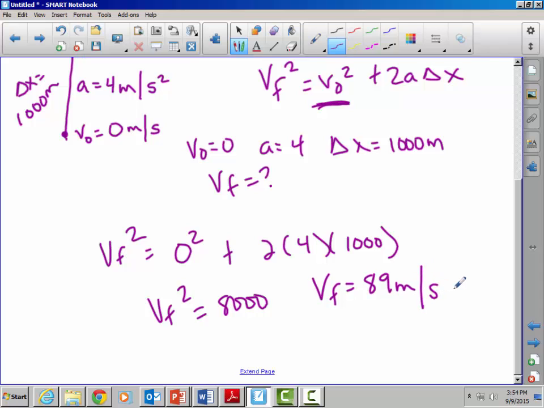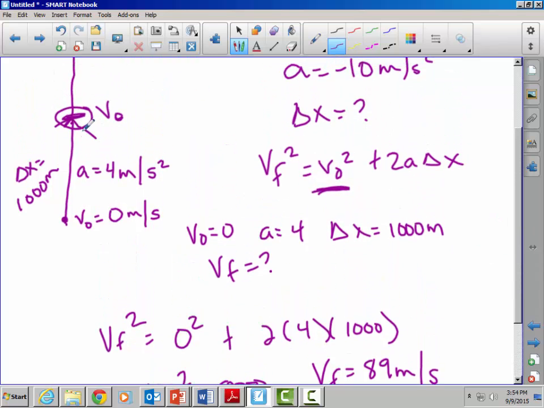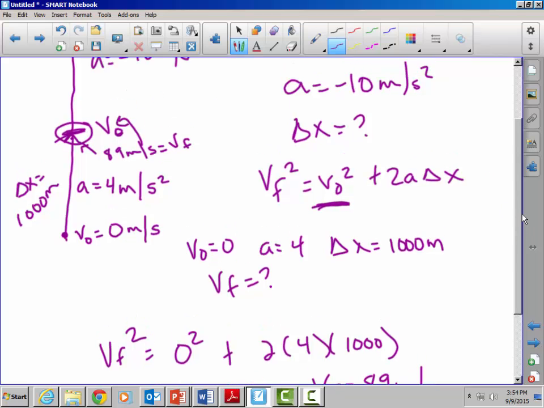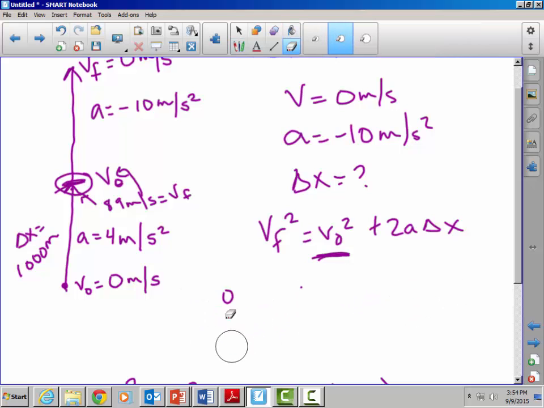We'll roll with it. I didn't practice these problems. I'm just making them up as I go along. All right, so that means that the rocket here has a velocity of 89 meters per second. So that becomes the initial velocity for the second part here. So let's erase this bottom part and let's continue on. So now we know our initial velocity for the top part is 89.